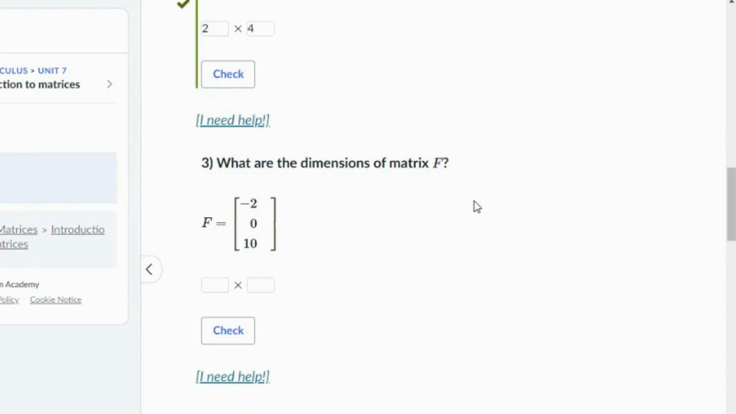How about F? That's a little different. 3 by 1, 1 by 3. I'm seeing both. Let me show you what happens if we put 1 by 3 and hit check. It gives us an X. Remember, the rows are first. There's 3 rows, but only 1 column. So we can go back and change that to a 3 by 1. Now we get the green check mark. So it'll tell you if it's wrong with the red X.